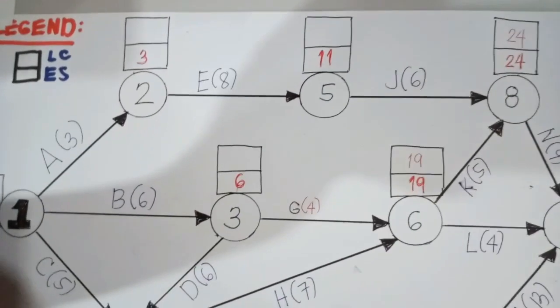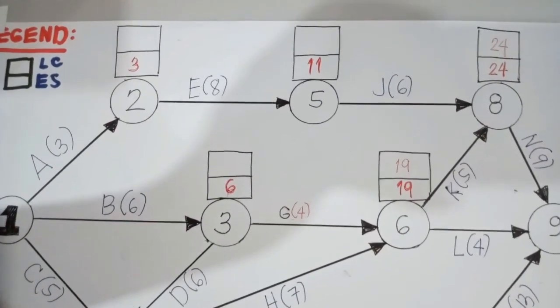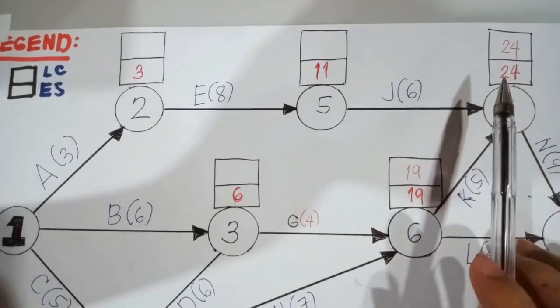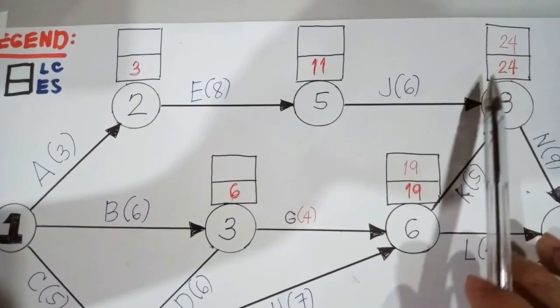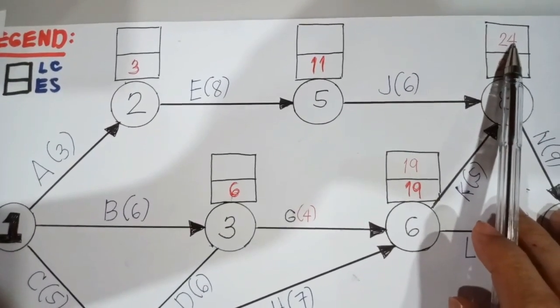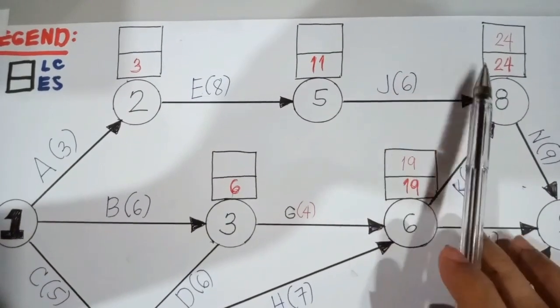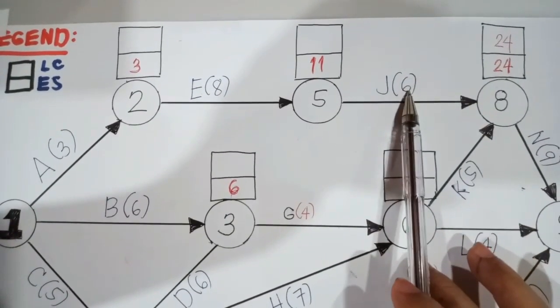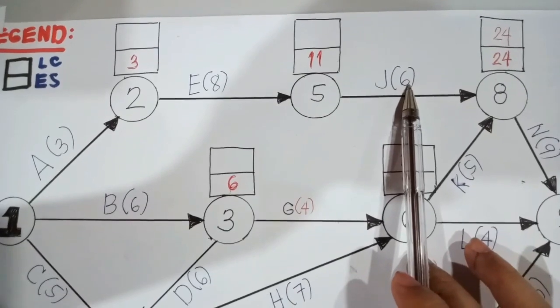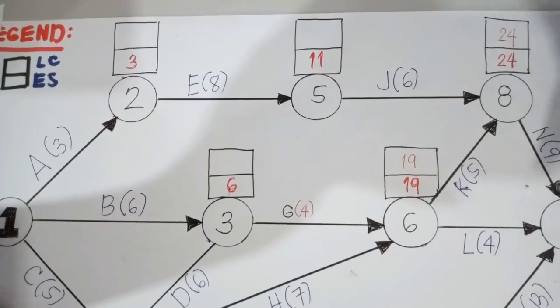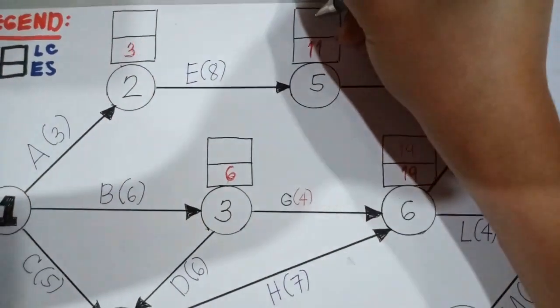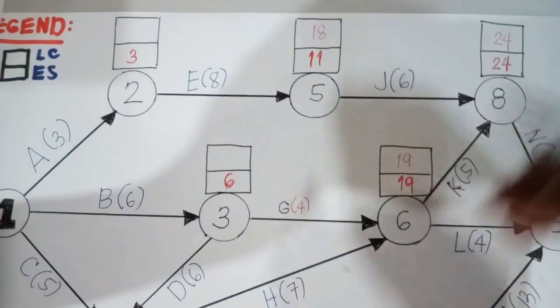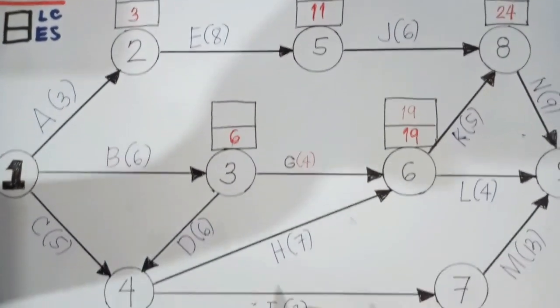And for node number 5, as you can see, the latest completion time for node number 8 is 24 minus 6. So therefore, 24 minus 6, your latest completion time for node number 5 would be 18. Okay, so 18 is our latest completion time for node number 5.